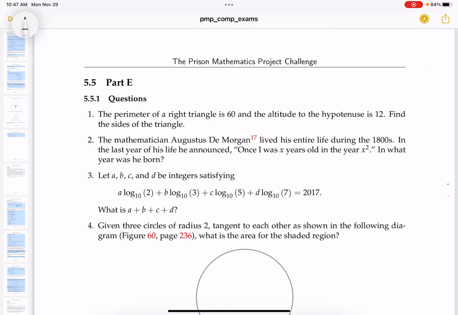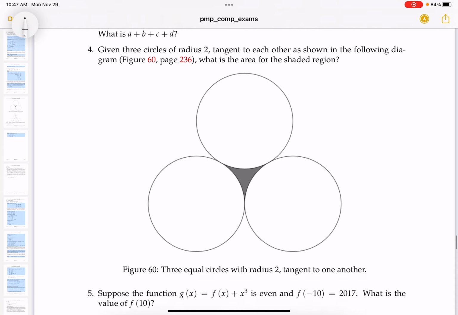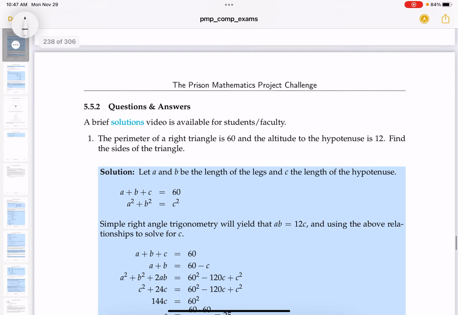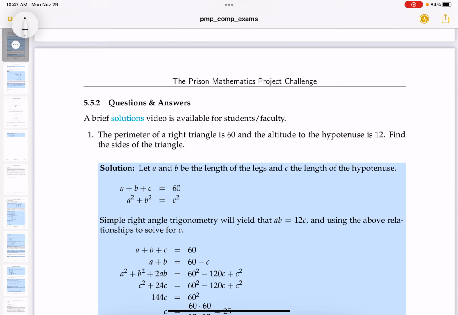Okay, I'm looking over the problem set, and you know what? Let me do one problem at a time. I'm going to go to the key, and I'm going to walk you through that. All right? So the first question says the perimeter of the right triangle is 60.